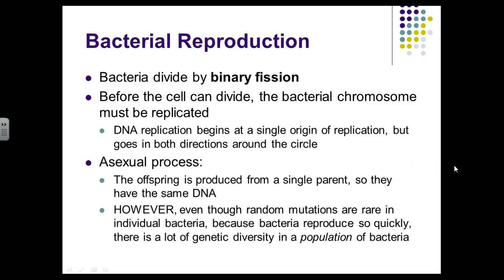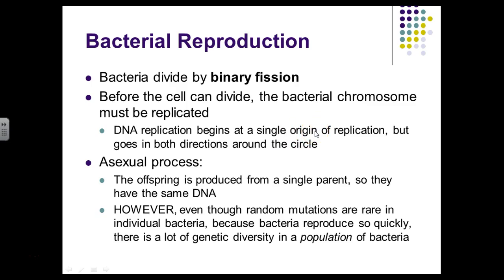So how do they typically divide? Well, usually we think of bacterial reproduction as being asexual by means of binary fission. So they basically just copy their one chromosome. That circular chromosome starts to unzip at one origin of replication.